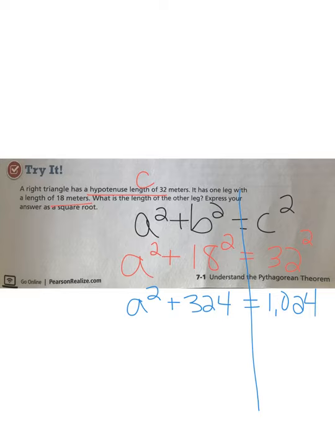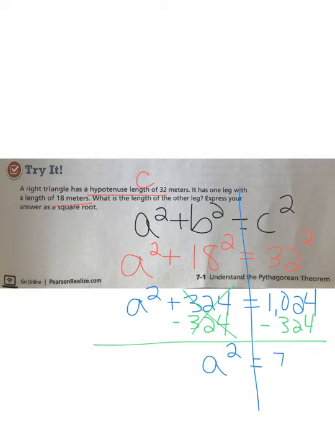Now to get A all by itself, remember our biggest side is C. And so to find a smaller side, we need to subtract here. The opposite of a plus 324 would be a takeaway 324. And whatever we do to one side of our equation, we do to the other. Why? Because we get our variable by itself. And so 1024 take away 324, pretty basic math, gives us 700.